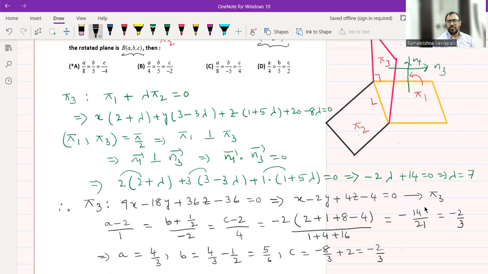So therefore, what is A is to B is to C? A is to B is to C equal to 4 by 3 is to 5 by 6 is to minus 2 by 3. Multiply with 6, you will get 8, 5, minus 4.